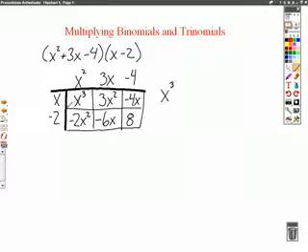Nothing to do there. I'm also going to do this little trick: I'm going to cross that out. Why am I crossing that out? So I don't get confused. I've already used it, and I can't use it again.